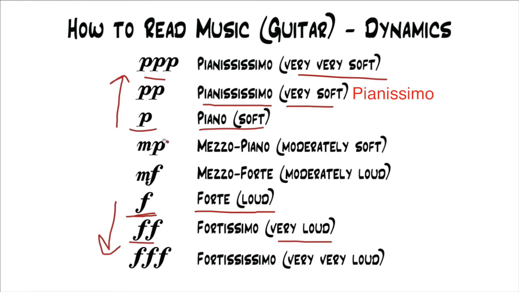And then if you put an M in front of the P, that makes it a little louder than soft, so it's moderately soft. So it means mezzo piano. That's what the M stands for. Or if you put an M before the F, that means moderately loud, so you're actually going down in volume from loud, so it's moderately loud now, and that means mezzo forte.